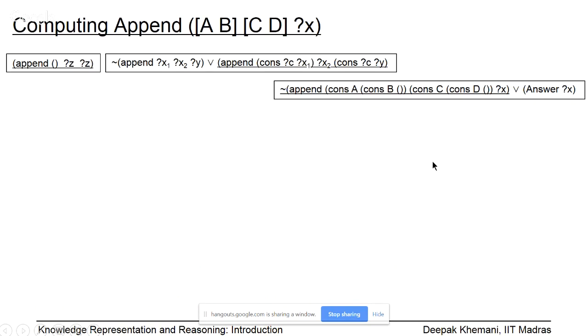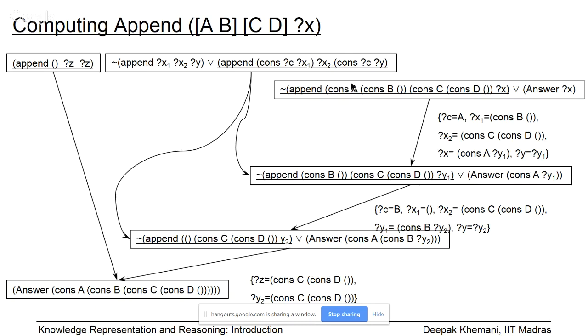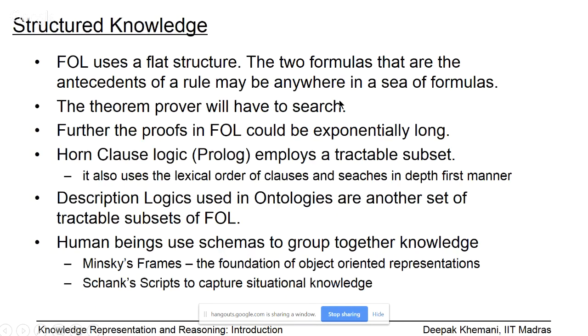In the class, we had done an example of showing how backward chaining can be used for doing append of two lists. So if you have a list containing AB and a list containing CD, then you can get a new list. In backward chaining, this is asked as an existential query: is there a list X such that when you append AB with CD, you get X. Essentially backward chaining constructs an answer, and I think we have done that in class. So we'll skip over this part.